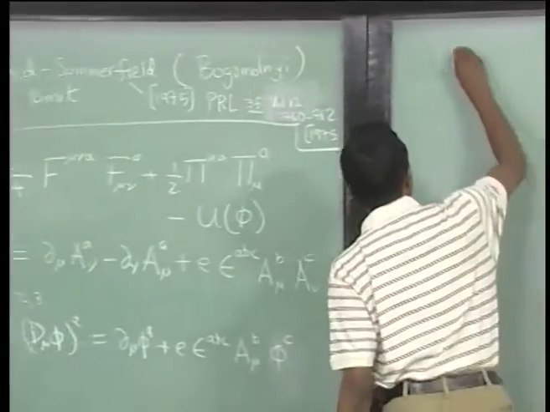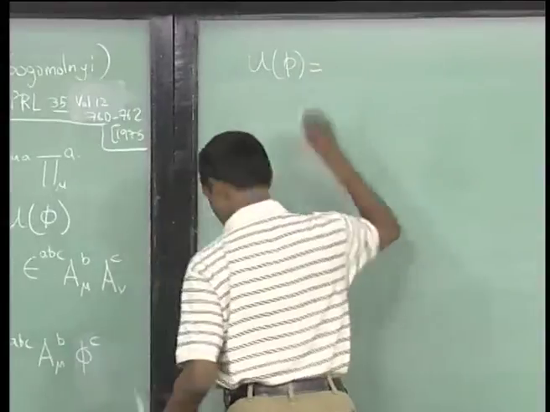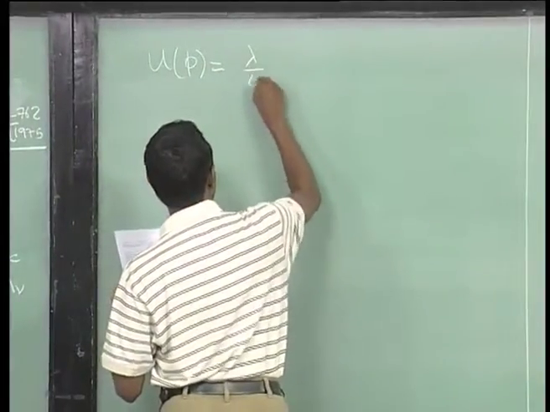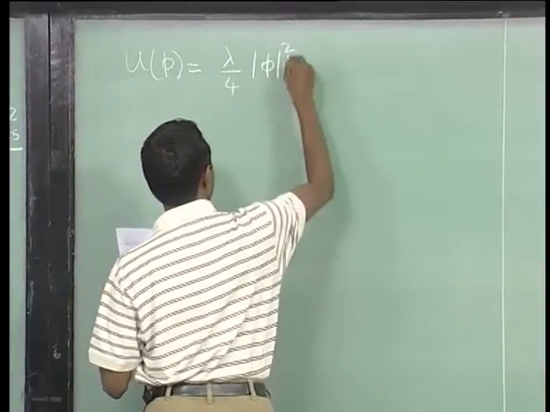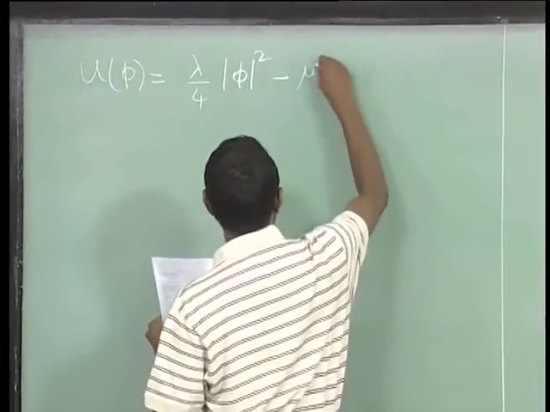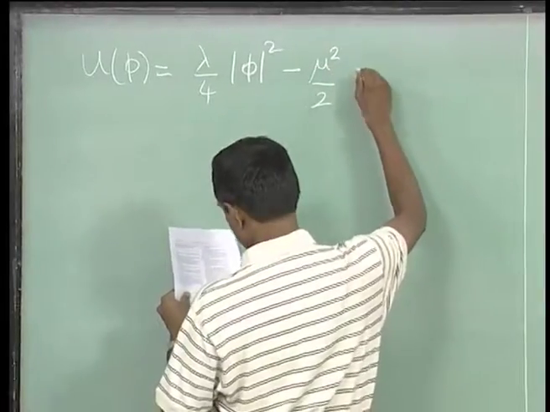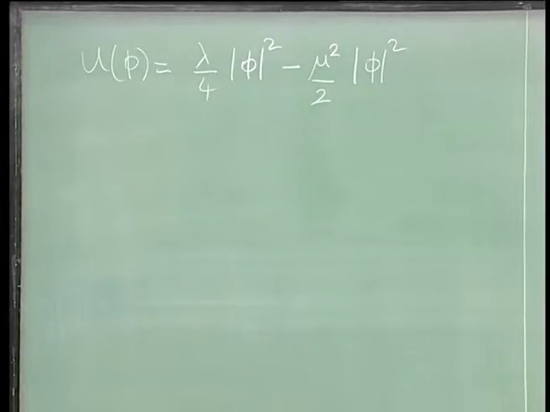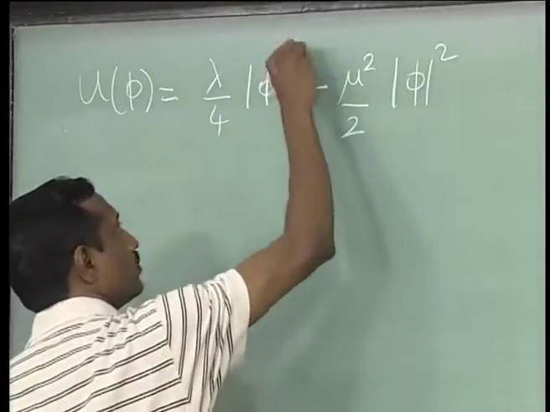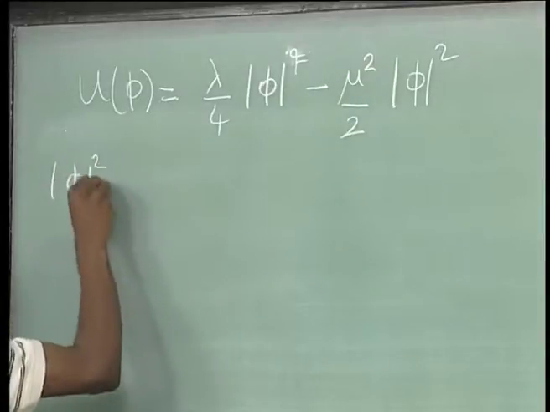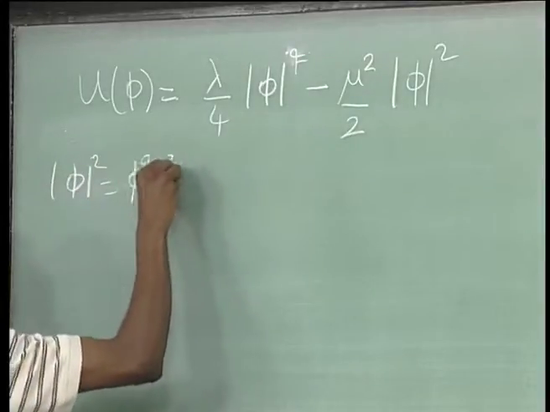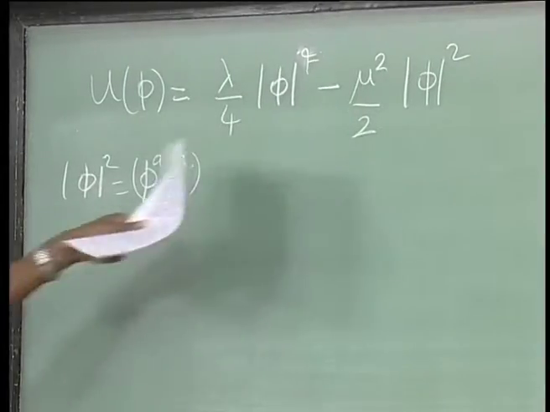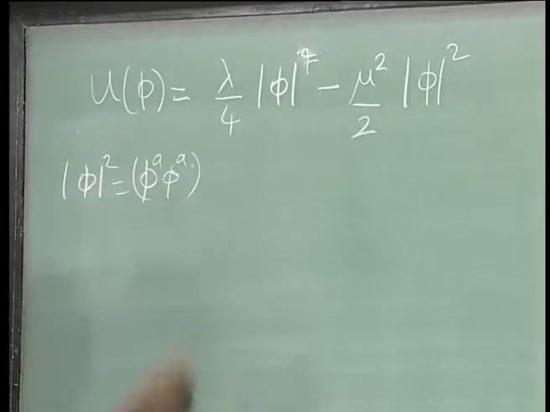And U of phi, I just forgot to mention that U of phi is lambda by 4, this is the potential, yeah, this is phi to the power 4. So, here by mod phi square I just mean phi^a phi^a, it is just summed over.